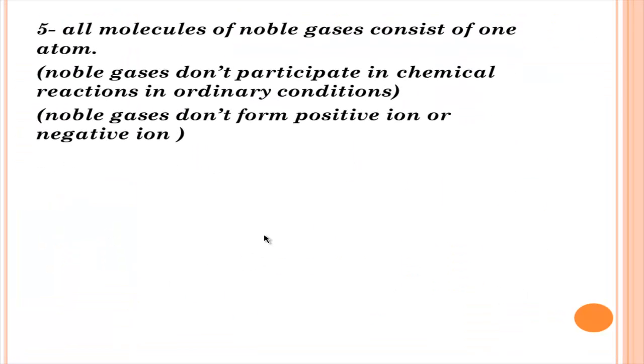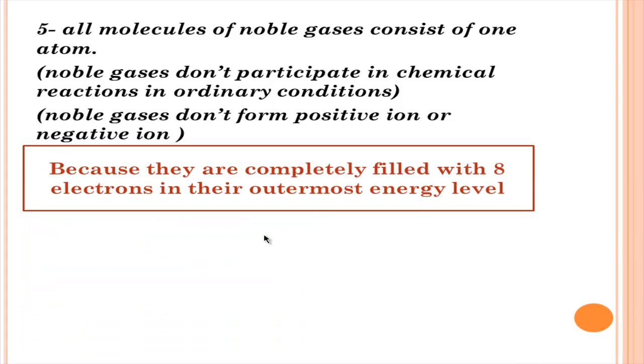Give reason: all molecules of noble gases consist of 1 atom. Or another form of this question: give reason noble gases don't participate in chemical reactions in ordinary conditions. Or noble gases don't form positive or negative ions. These are the same form of one question. The answer will be because they are completely filled with 8 electrons in their outermost energy level.